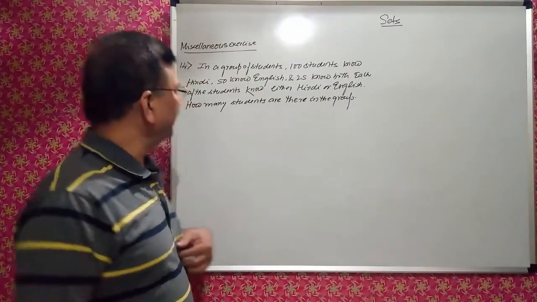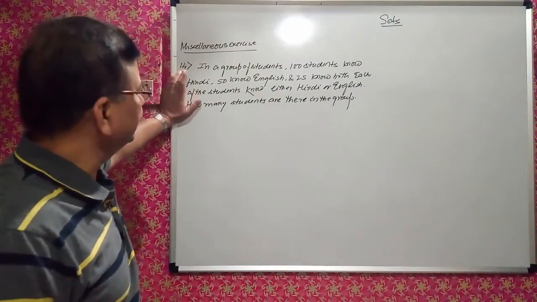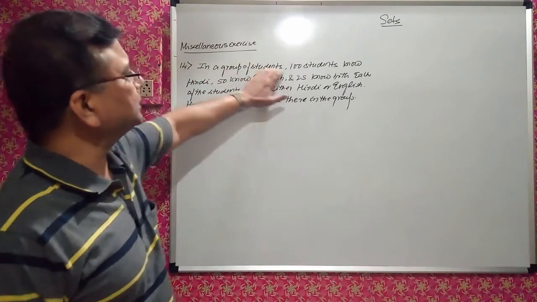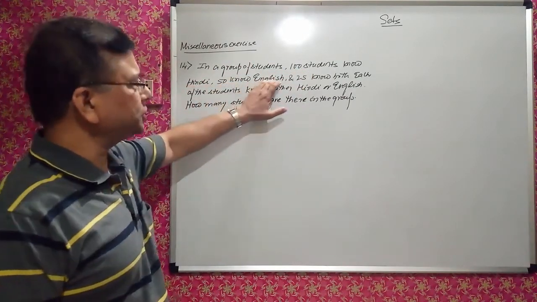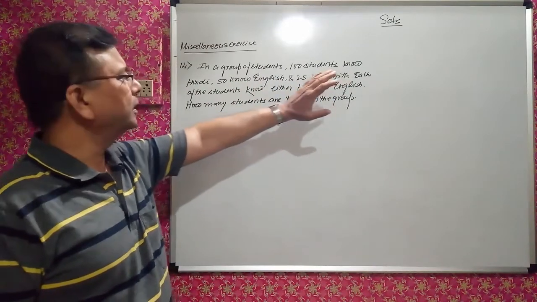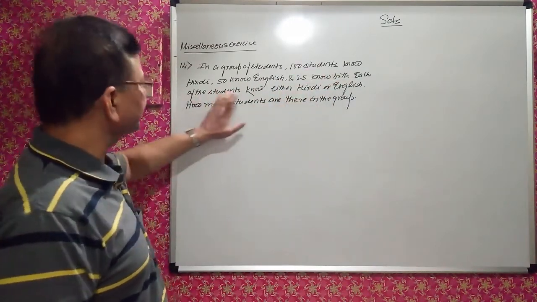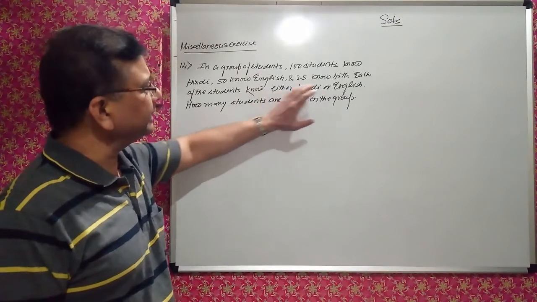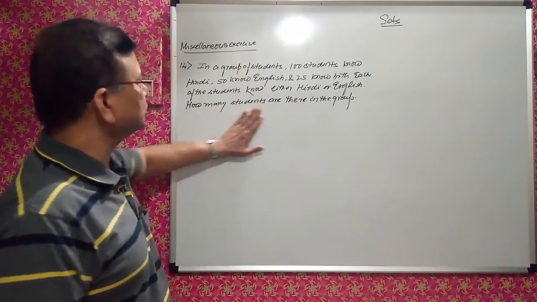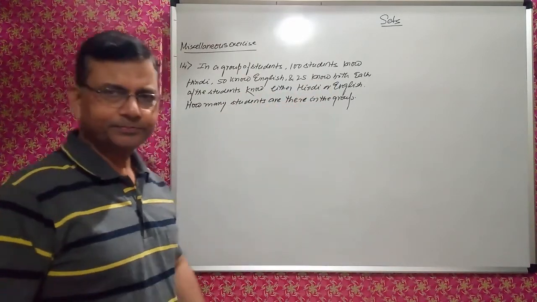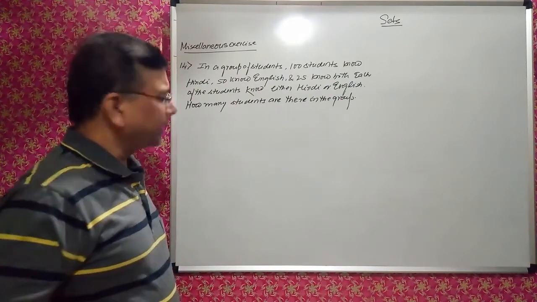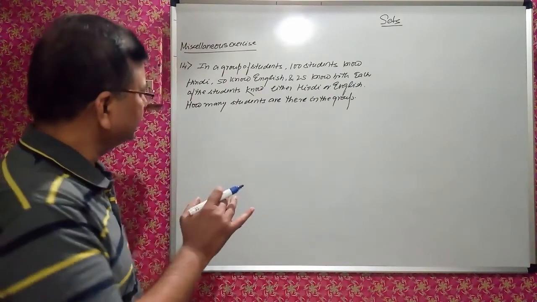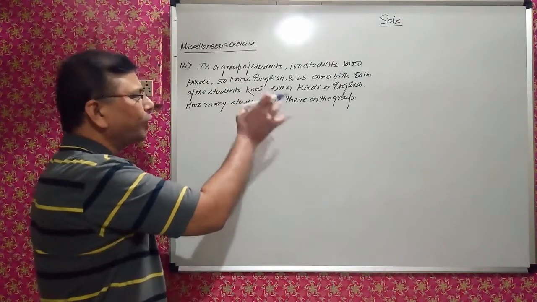Now see, we will solve the 14th question. The question is, in a group of students, 100 students know Hindi, 50 know English and 25 know both. Each of the students knows either Hindi or English. How many students are there in the group? You see, all the students either know Hindi or English.